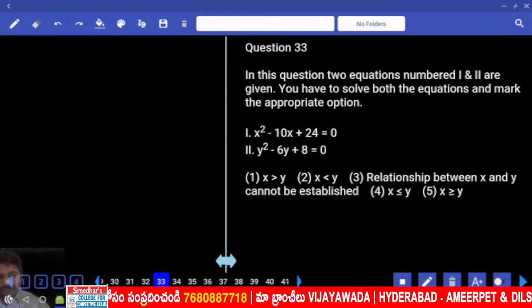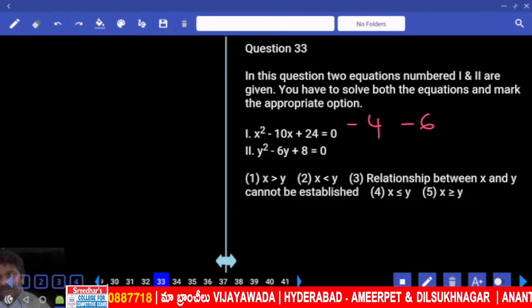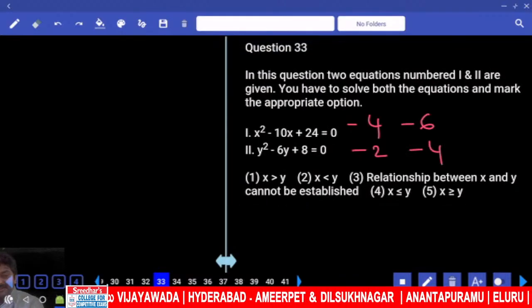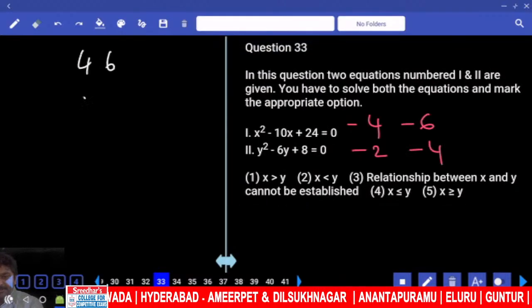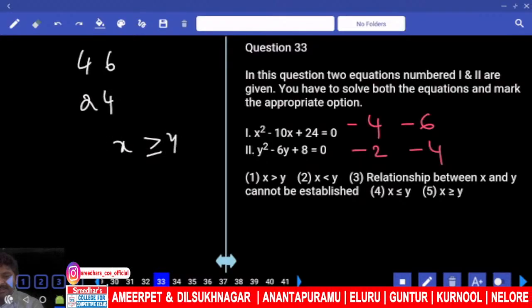Product 24. Minus 4 minus 6. Product 8 minus 2 minus 4. Factors are 4 comma 6 2 comma 4. X is greater than or equal to y.